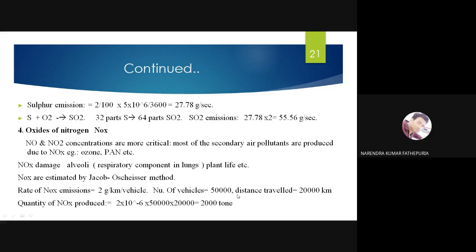So number of vehicles, suppose 50,000 if you consider in a particular city. Distance traveled will be equivalent to 20,000 kilometers. So quantity of NOx produced, you can measure it. 2 into 10 to the power minus 6 into 50,000 into 20,000, you will be getting 2,000 ton of NOx gas from the city. Okay. So like this, you can estimate it.